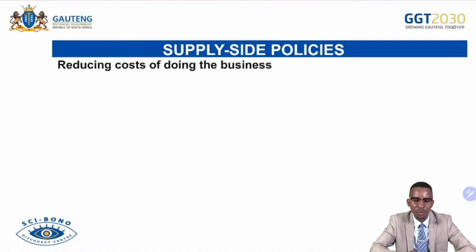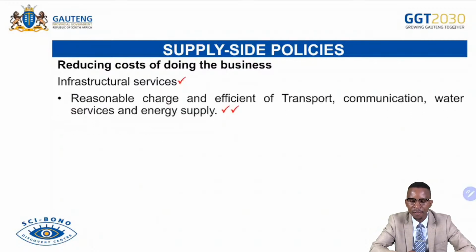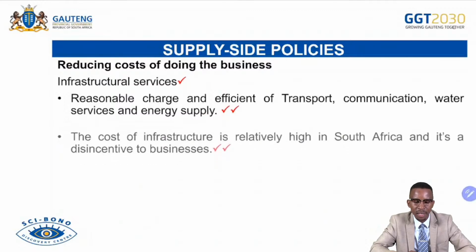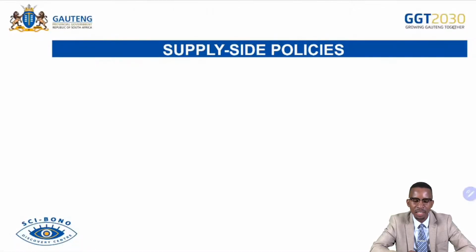Supply side policies reduce the cost of doing business. Infrastructural services or costs include reasonable charges or efficiency of transport, communication, water services and energy. The cost of infrastructure is relatively high in South Africa, and it is a disincentive to business. That's why they can supply fewer goods and services.